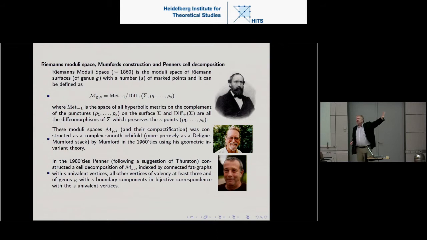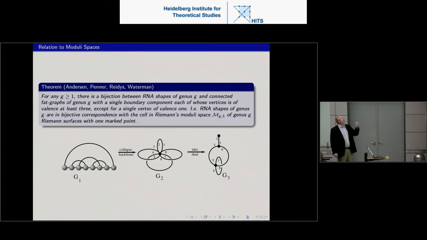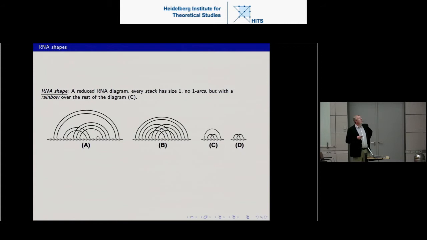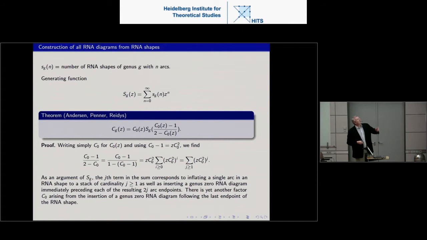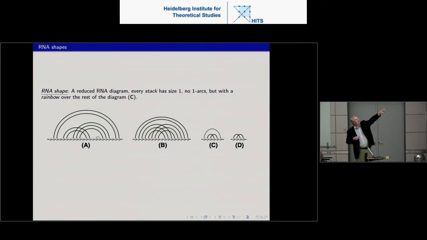But now the fantastic thing was this. It turns out that if you consider certain diagrams, and now I regret that I skipped the slides that I did a few seconds ago, I must go a little bit back and tell you one notion, and that is of RNA shapes. Basically what you do is you collapse everything that has to do with genus zero. And if you do that, you will end up with, an RNA shape is an RNA reduced diagram where every stack size is one.